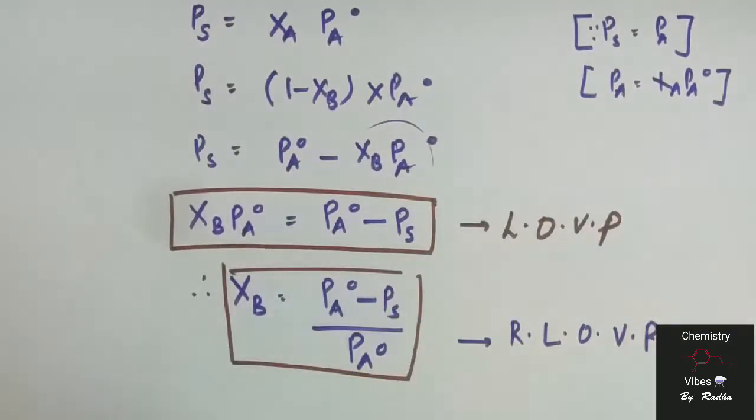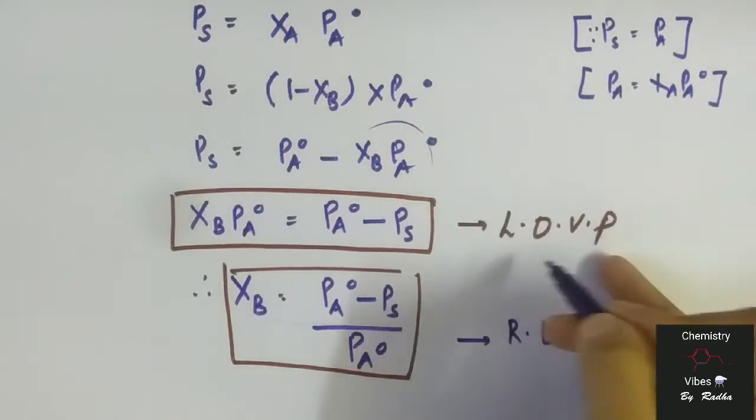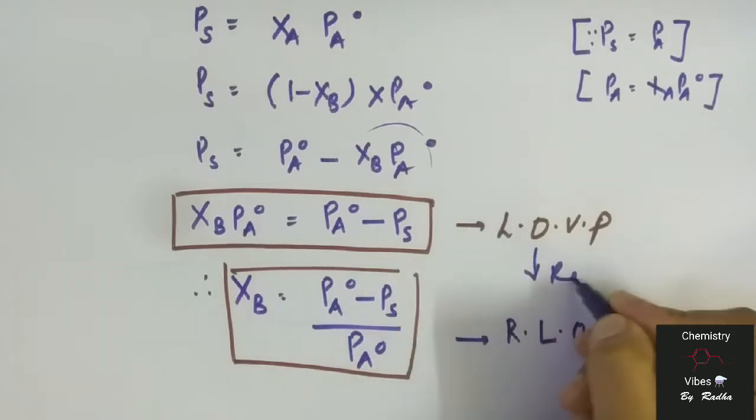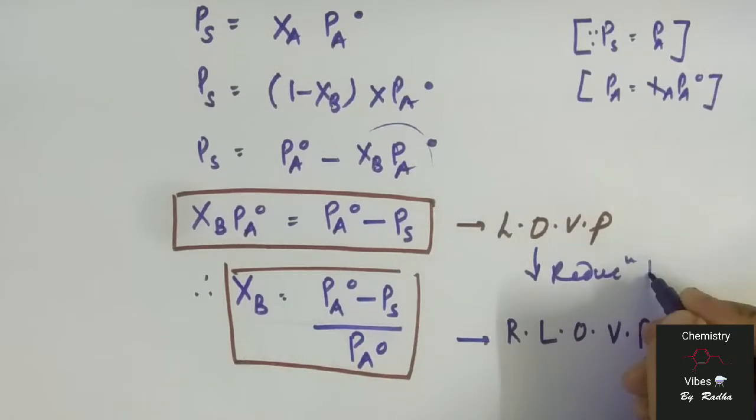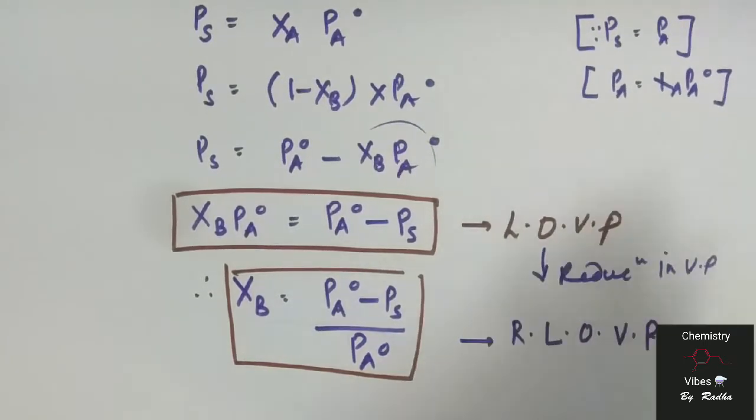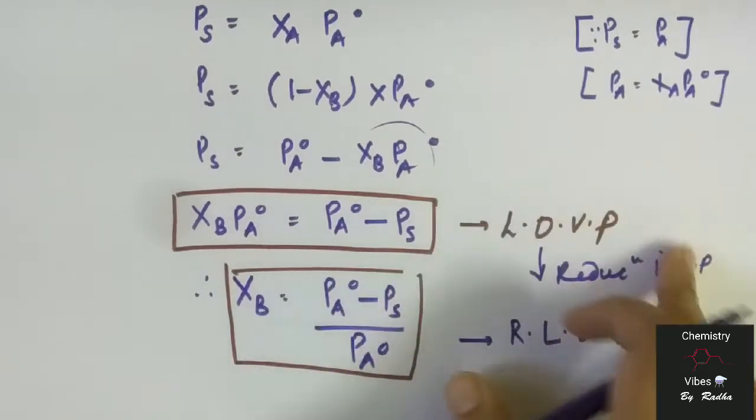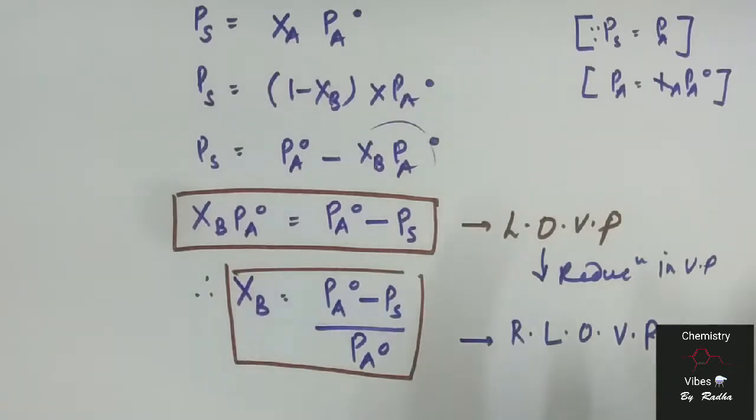Lowering of vapor pressure is nothing but the reduction in vapor pressure whenever any NVS is added. Pure minus the solution, this is the solution's vapor pressure. This is the reduction in vapor pressure, or in technical terms we'll call it the lowering of vapor pressure. That is the full derivation.